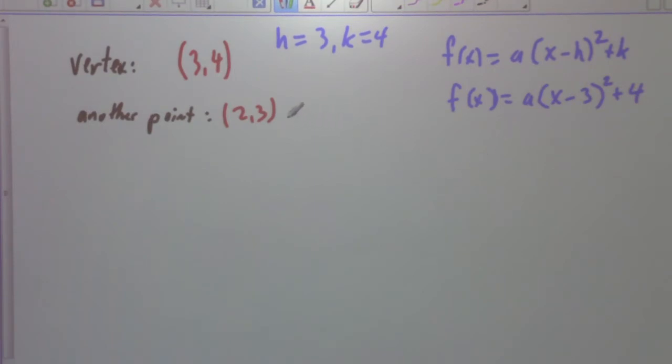Yeah, the other point. We're going to take this other point here and put it in place of what we have here. How do we substitute values into this equation using this other point? 3 is the f of x, and then 2, the x, goes into the x in the parentheses.